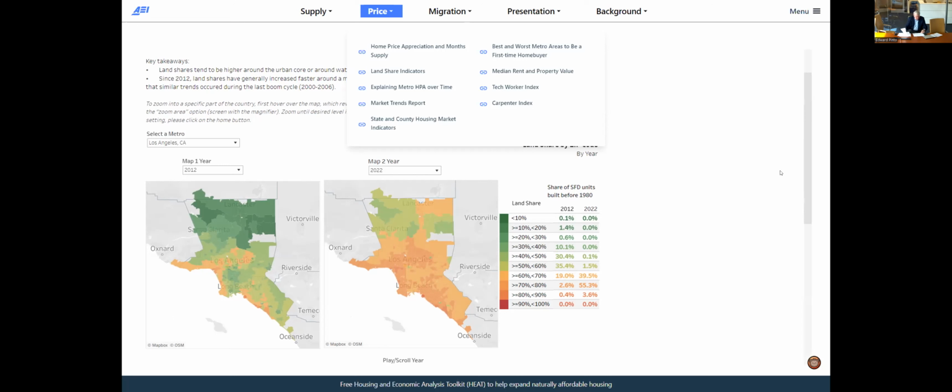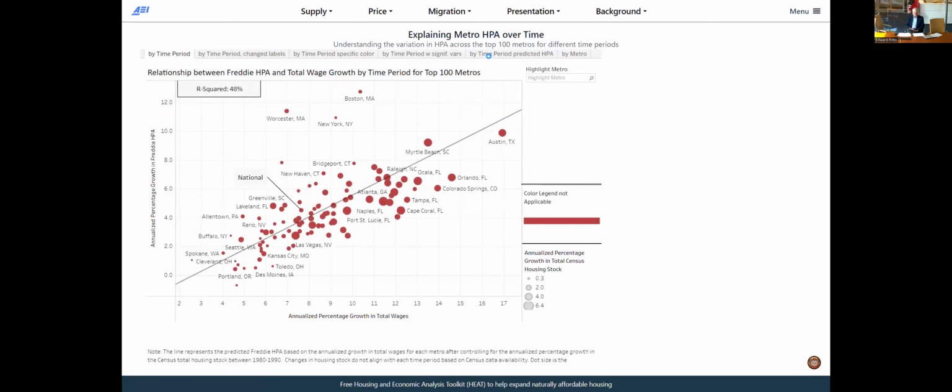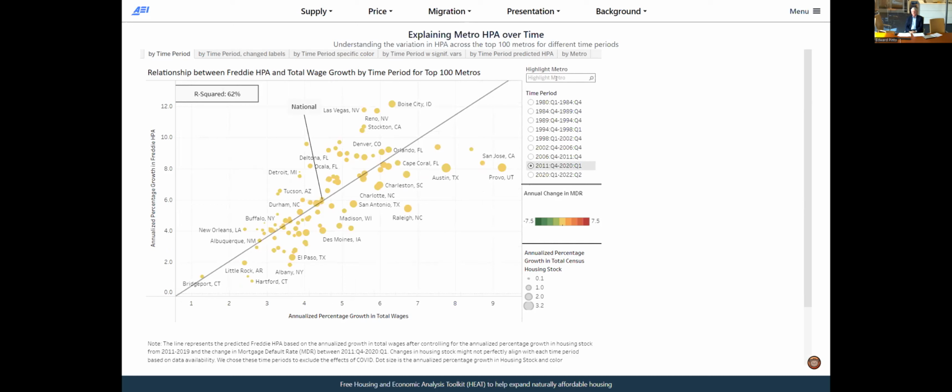Next tool, which is the Explaining Metro HPA Over Time. This is a series of charts that we just came out with, some recent research to track what happened in various periods from the 1980s all the way through 2022. We're just going to highlight the 2011 to 2020 period and highlight Los Angeles.